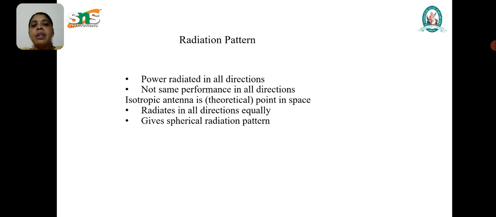Radiation pattern, that is, power radiated in all directions. That is, radiation can be extracted in all different directions, but the performance is not the same in all directions. Due to some weather conditions, it may vary. Sometimes the signal may be proper in a single direction, but in another direction we cannot extract the same signals due to weather conditions, fog, wind, etc.